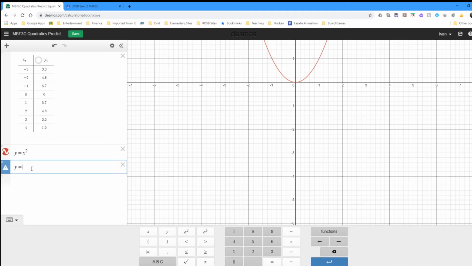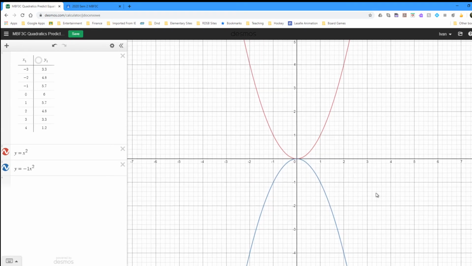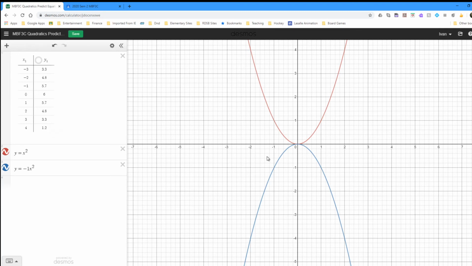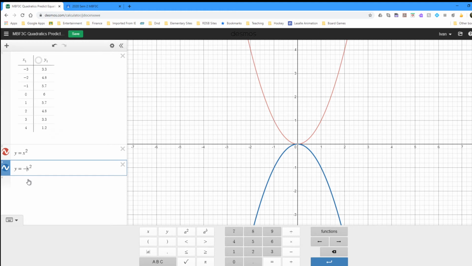So if I do y is equal to negative x to the power of 2, sorry, -1, wow, x to the power of 2, there is that -1x to the power of 2. And you'll notice that it's exactly the same shape as the red parabola, or the parabola on top, just flipped upside down on the bottom. But what if I change the -1 to a -2?